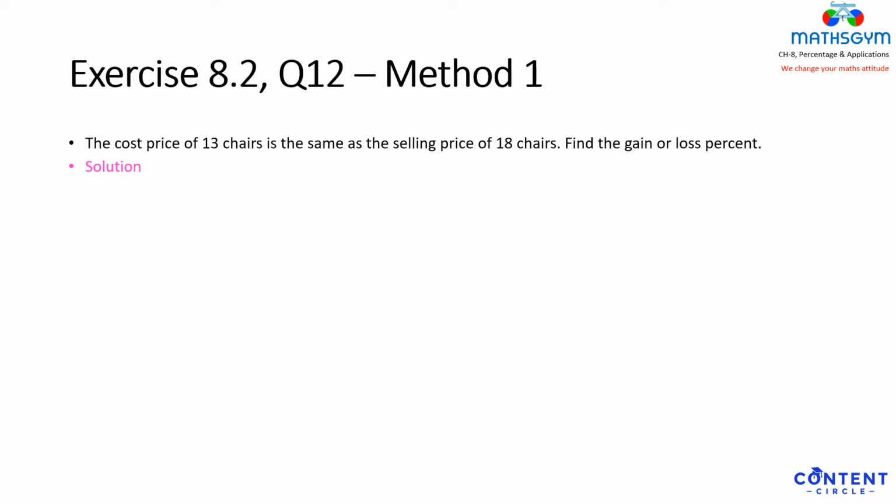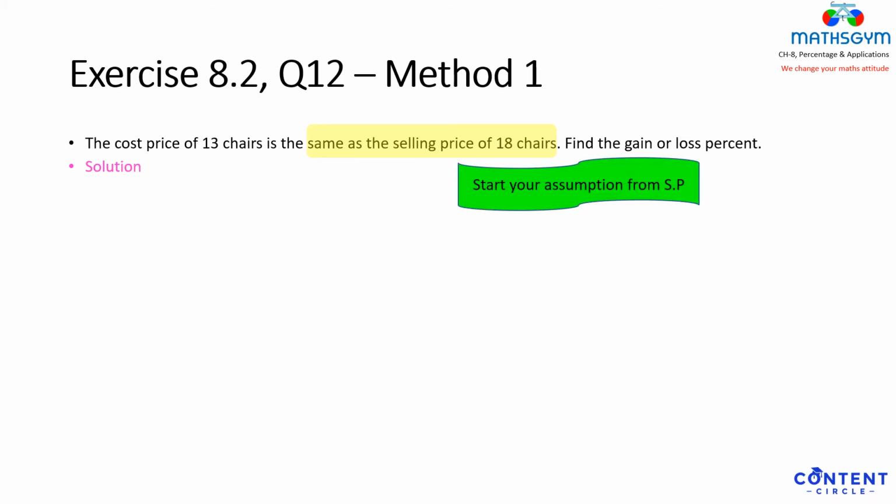So in this question, what is given to us is that the cost price of 13 chairs is the same as the selling price of 18 chairs. And we have to find the gain or loss as percent. Now, where do we begin? We begin from the selling price because we are given something in relation to it, that it is the same as the selling price of 18 chairs. So let's start our assumption from SP.